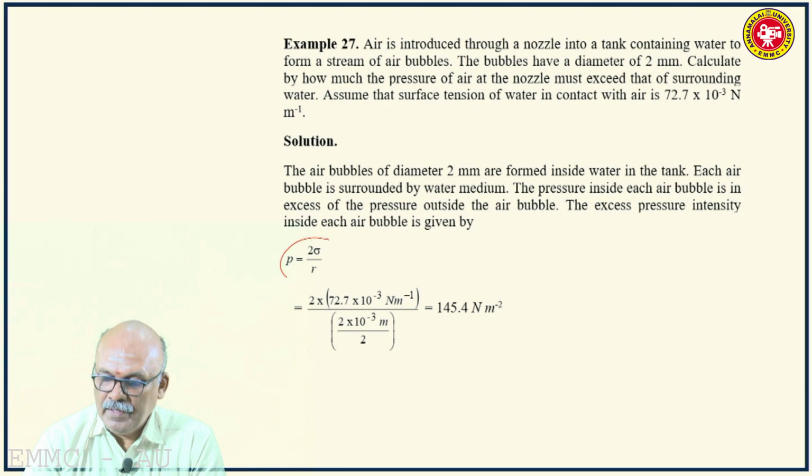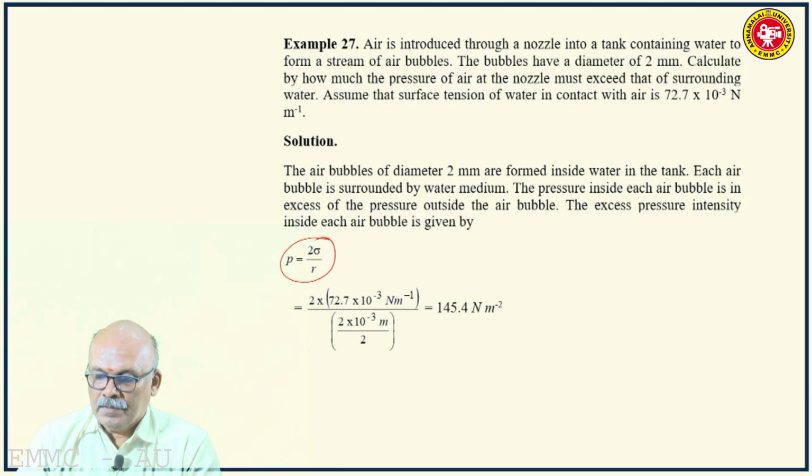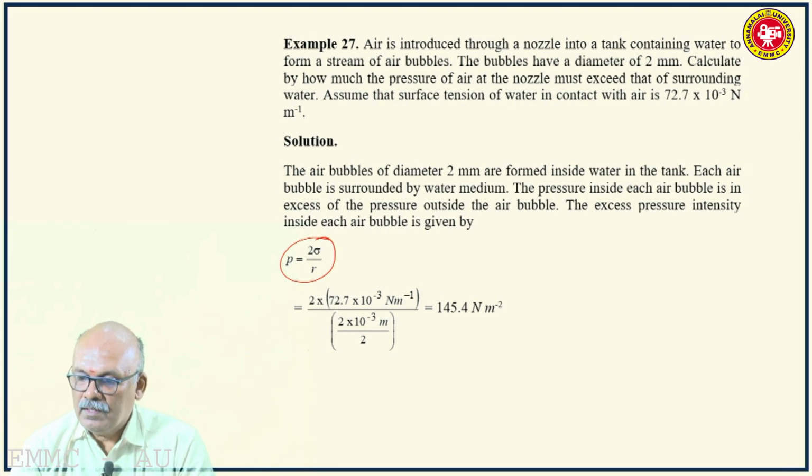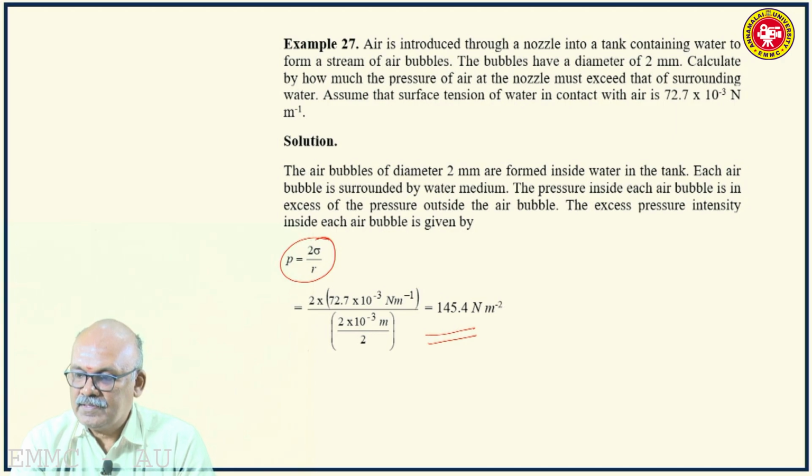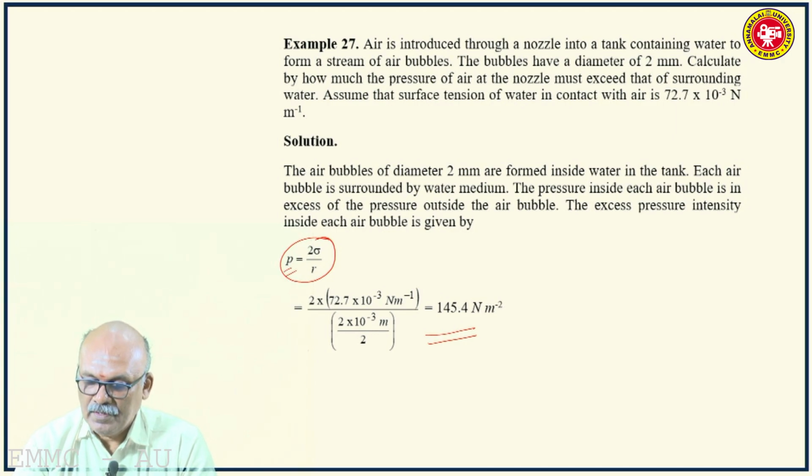So here you have P is equal to 2 sigma by R, and we can find out what is the pressure of air at the nozzle. Calculate by how much the pressure of air at the nozzle must exceed that of the surrounding water, that is P.